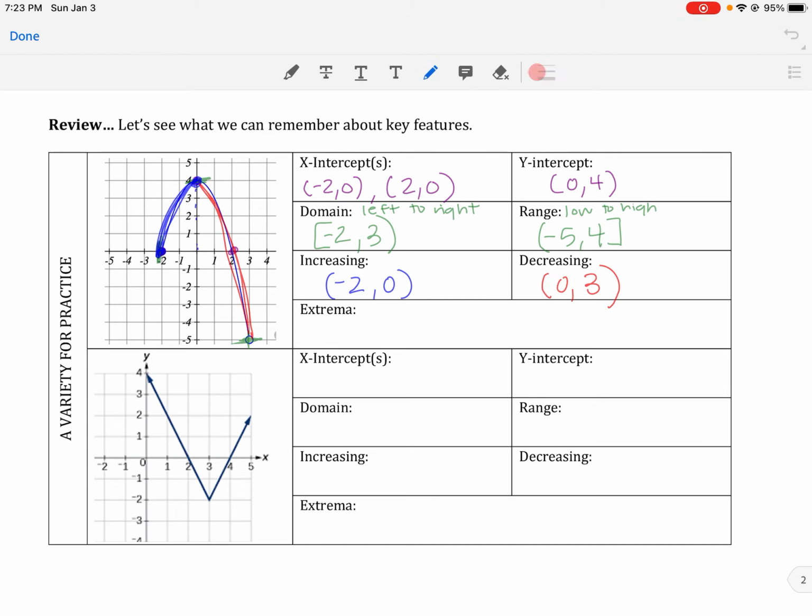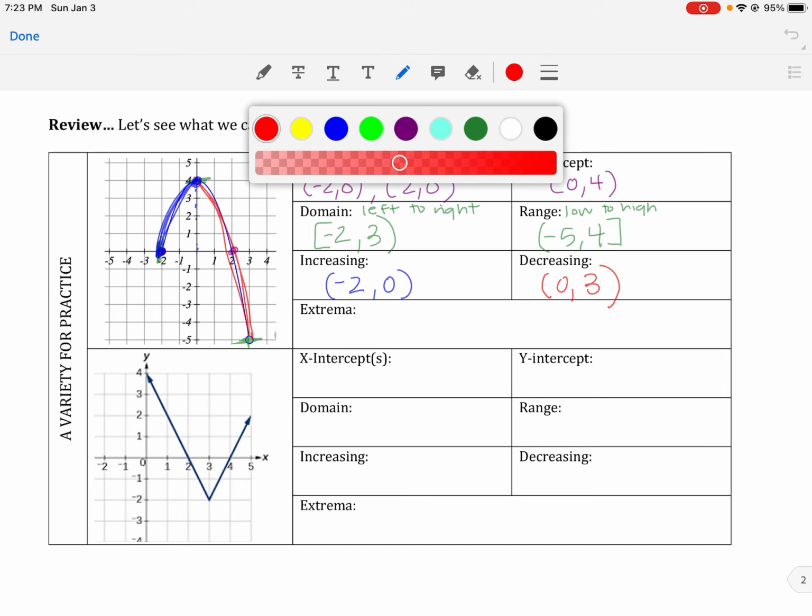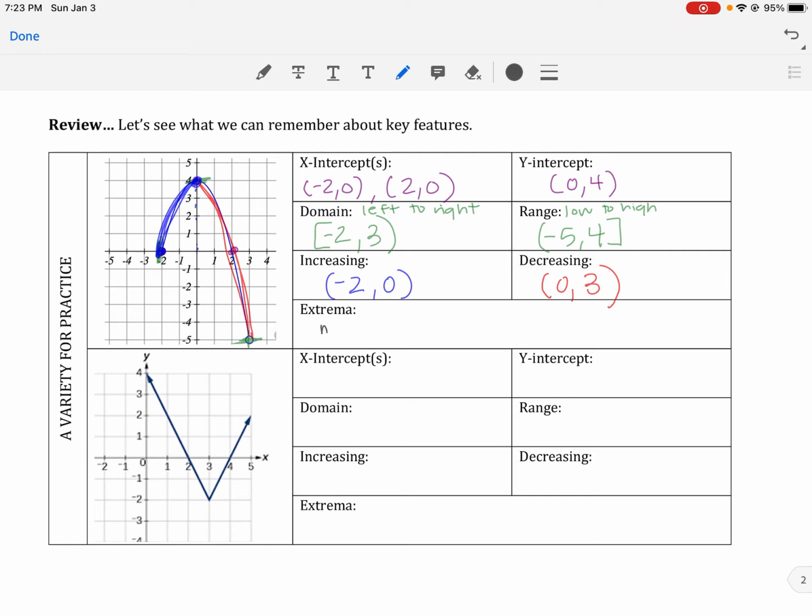Okay, an extrema is a maximum or minimum point. So in this case, we definitely have a max at 0, 4. As long as you can recognize that one, I'd say that's good. It's like your turning point. A little bonus would be that there is a low point as well. And there's a min at 3, -5 as well.